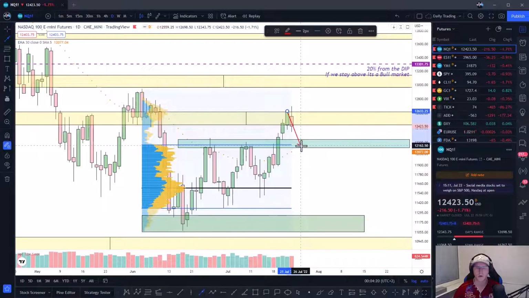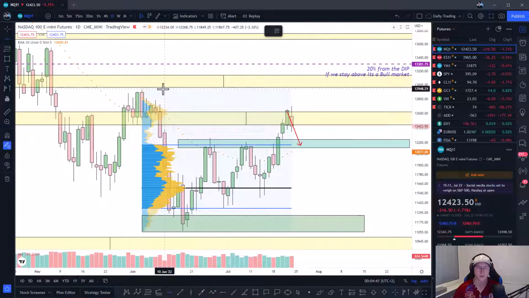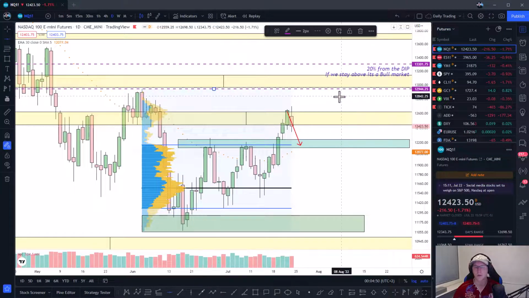So we're going to test here, and if we break through this value area high, we're going to go down to this area and test this level again on 11,000. But if we don't, and we bounce off of this level here of 12,000, we're going to probably go higher. And we are going to test this zone here of 13,000 and see if we can break above that. And if we do, we could make a test of 20.